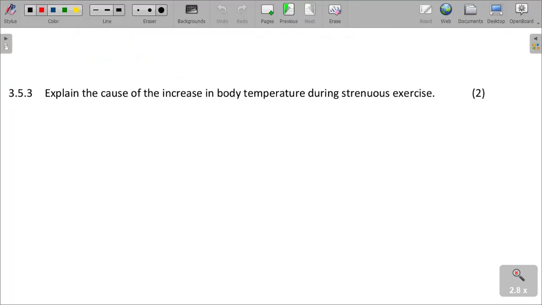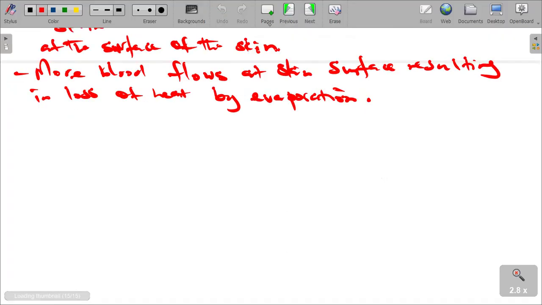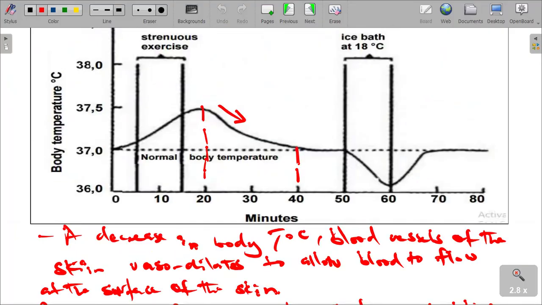And then the last question is saying, explain the cause of the increase in body temperature during strenuous activity. During strenuous activity, the temperature goes up. So what is the cause of that? It is because there is an increase in cellular respiration, which produces more heat energy.